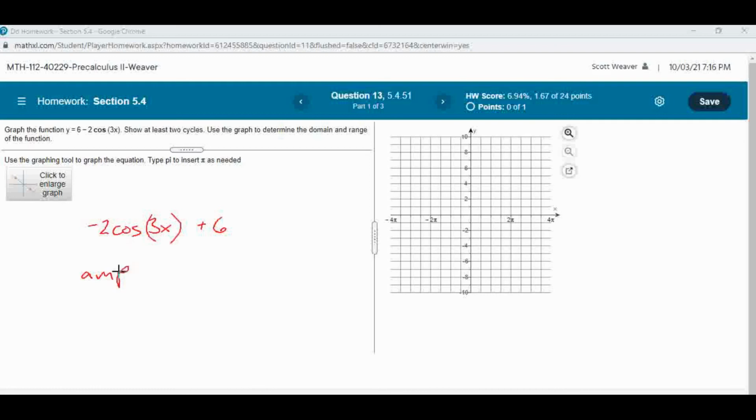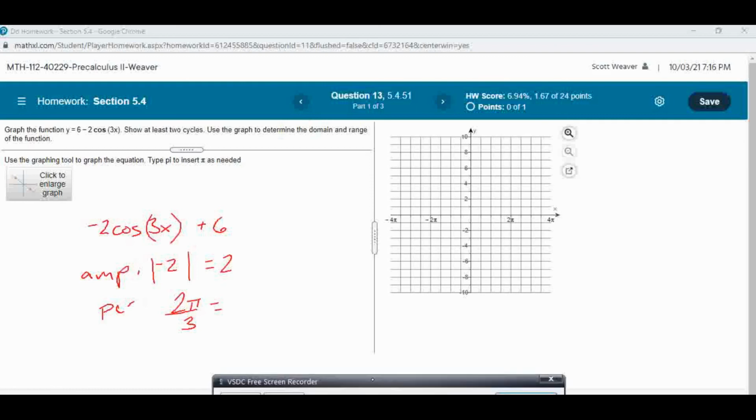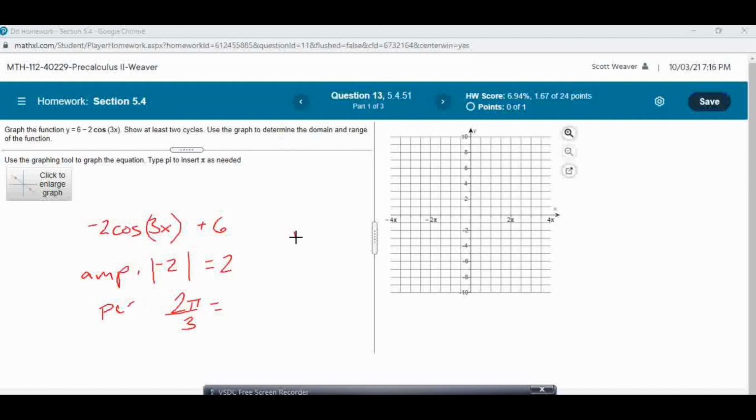Okay. So then the amplitude here would be negative 2, not negative 2, the absolute value of negative 2, which is just 2. The period would be 2 pi over 3. The omega here is 3. And that's good enough. Not an easy eraser on this thing. Okay, and then midline was 6, and the orientation was negative cosine, which implies start at minimum. All right, so I think those are all the pieces of information that we're going to want here.